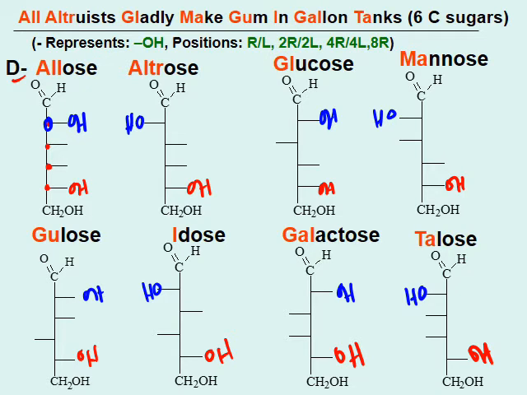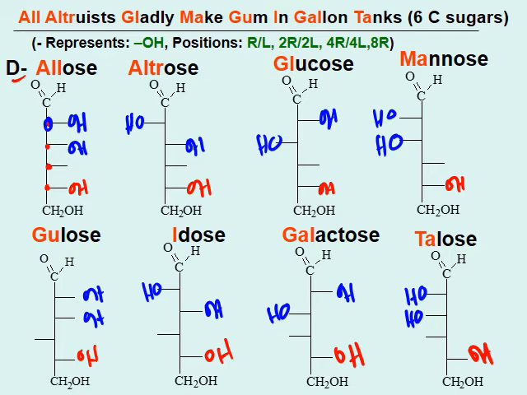Let's move to the next one from the top. This time it would be 2 right and 2 left. So first 2 would be on the right, next 2 would be on the left, next 2 would be on the right, and on the left.